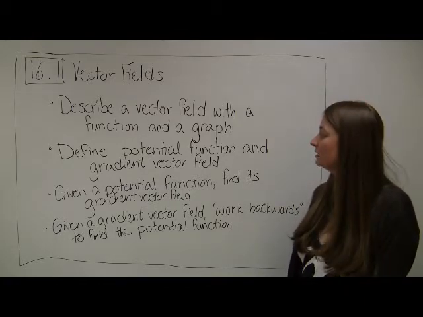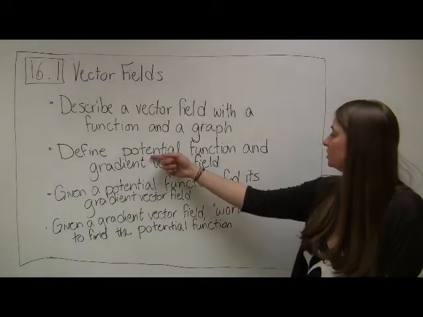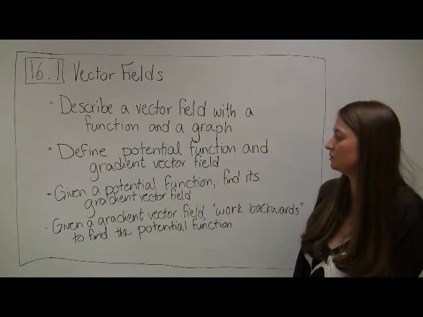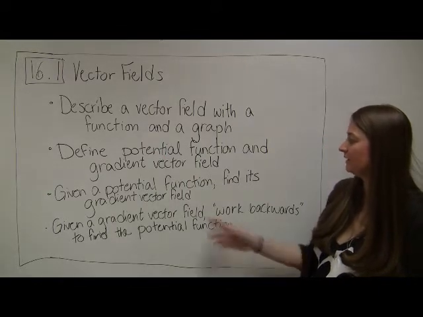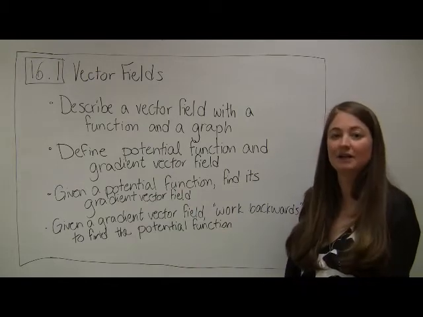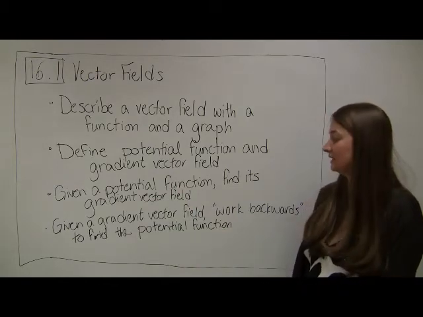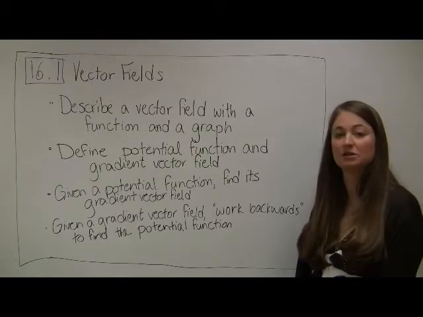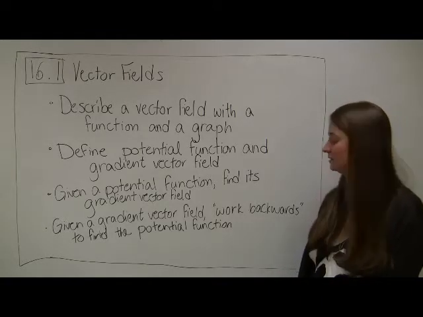We also want to define what a potential function is and what a gradient vector field is and the relationship between those two things. Given a potential function, we want to be able to find the gradient vector field, and given a gradient vector field, we want to be able to work backwards to describe what that potential function was.